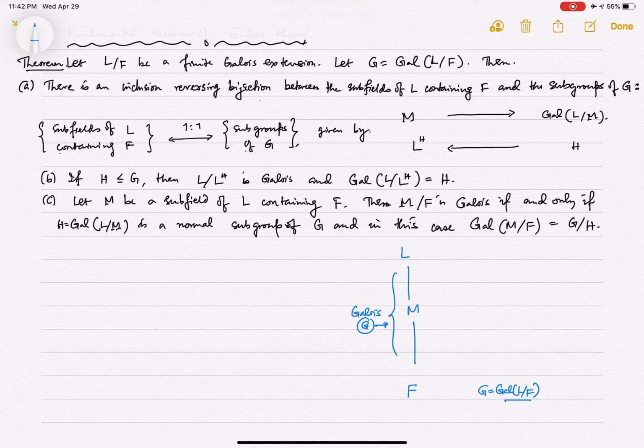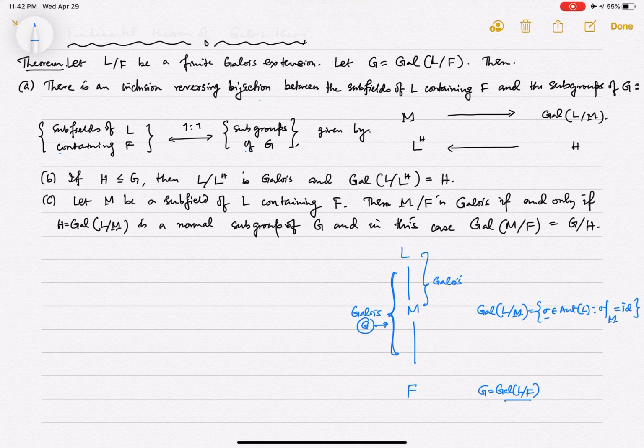We know that if the big extension is Galois, L over F, then the upper part L over M is also Galois. This we have seen before. I want to look at the Galois group of that part, L over M. What does it consist of? It consists of those automorphisms of L, by definition, that fix M pointwise, so whose restriction to M is the identity.